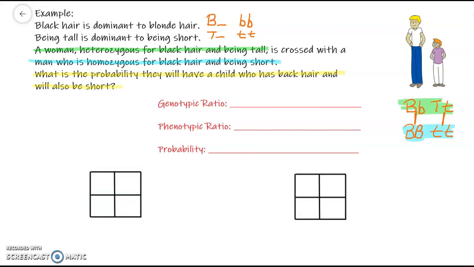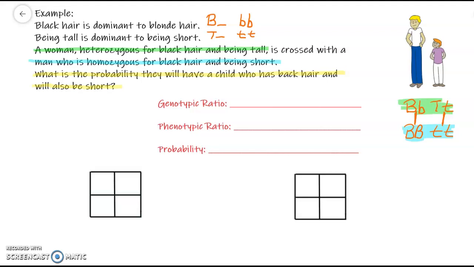Hello everyone, in this video I'm going to show you how to complete the exact same two dihybrid problems that we did in the previous video, but using the shorter version of how we can work out a dihybrid, which is using two separate smaller monohybrid boxes instead of one larger up to 16 box dihybrid square.